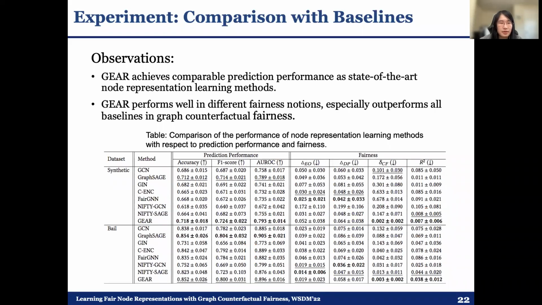So in the experiments, we compare our framework with other baselines. Our framework here can achieve comparable prediction performance as state-of-the-art node representation learning methods. And in fairness, GIL performs well in different fairness notions, especially outperforms all the baselines in graph counterfactual fairness, especially in these two metrics regarding the graph fairness.